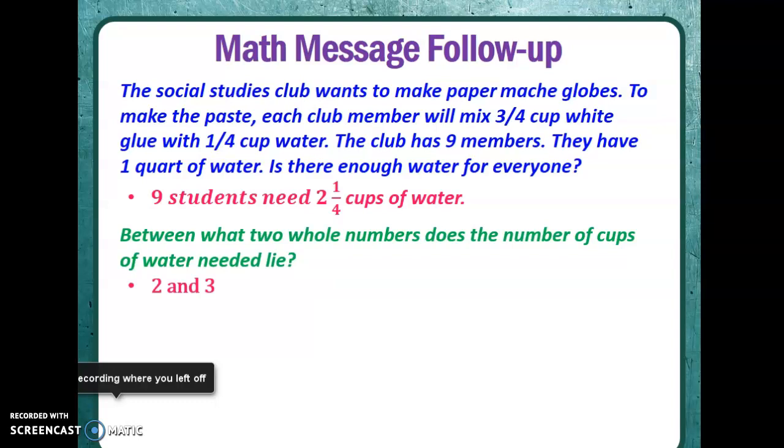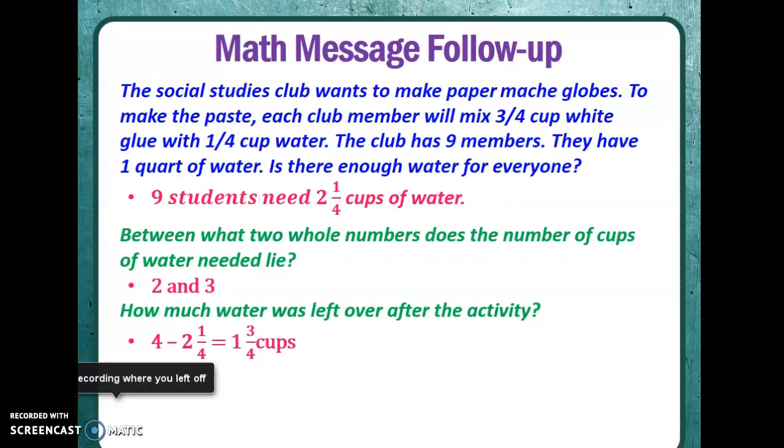You should have said between 2 and 3. So if you make a number line, you're writing 0, 1, 2, and then you would write 2 and 1/4 before you would write the number 3. How much water was left over after the activity? Pause the video while you decide how much water was left over.